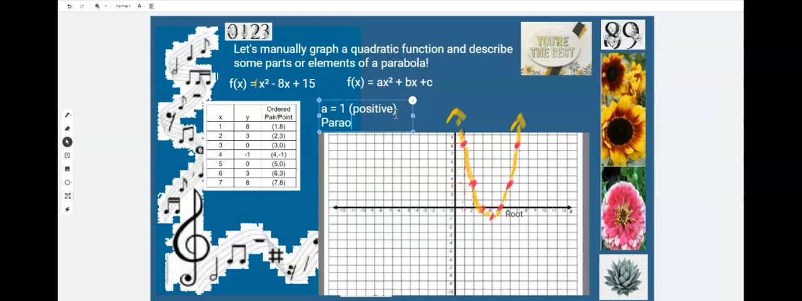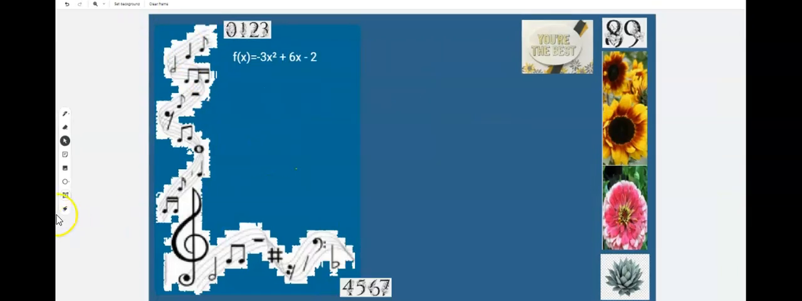Okay, so the parabola opens upward. As we said earlier, the parabola opens upward because a is equal to 1, which is a positive integer. So if a is a positive integer, then the parabola opens upward. Now let's have this function.